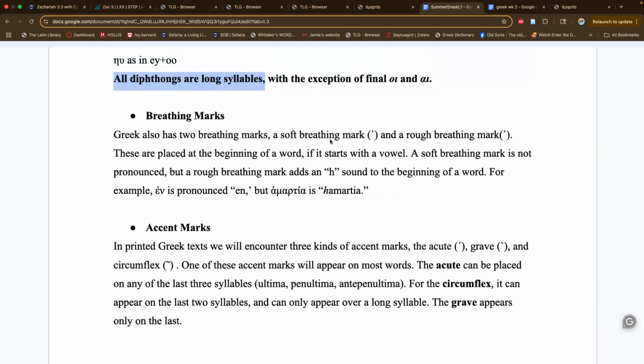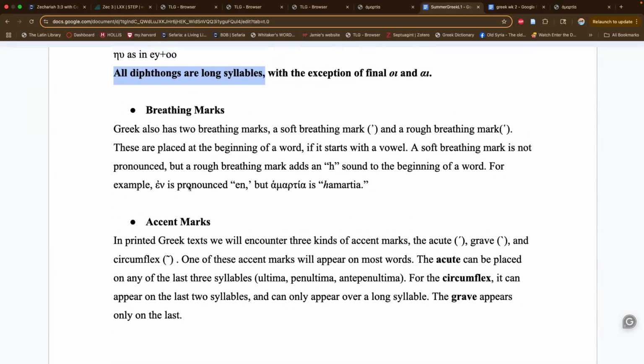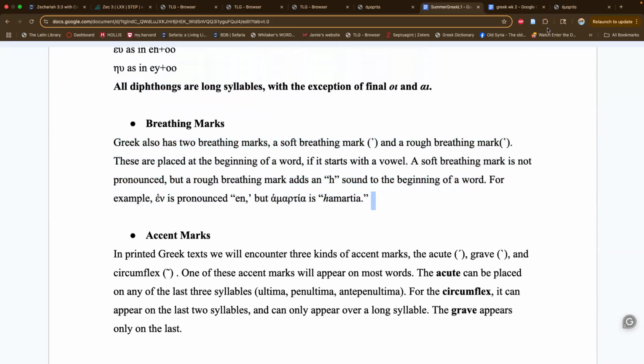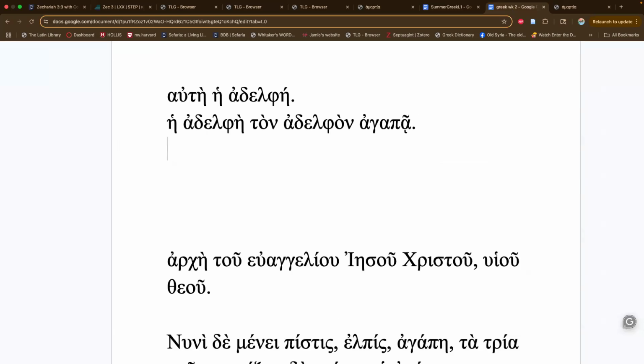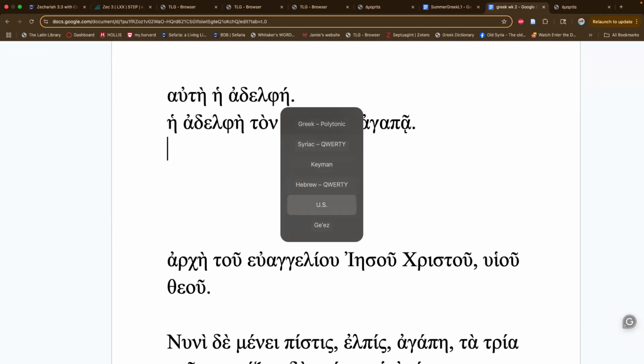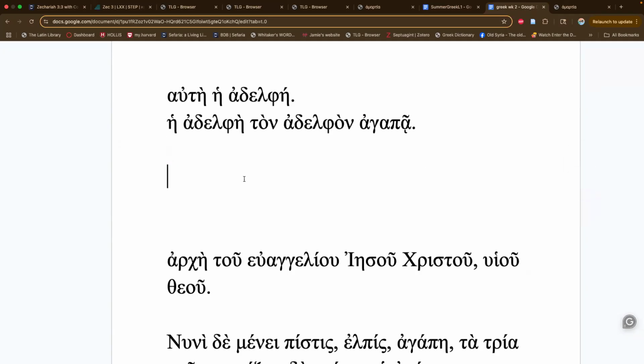And then the last two are not points about letters, but they are important for pronunciation. So the first is breathing marks. If you have a vowel at the beginning of the word, it's always going to be marked either with a soft breathing mark, which will look like that.